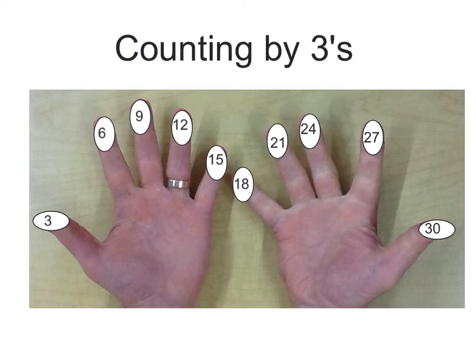This is a great strategy for anybody who does not have all their multiplication facts memorized. Counting by threes. Ready? Here we go. 3, 6, 9, 12, 15, 18, 21, 24, 27, 30. Counting by fours.